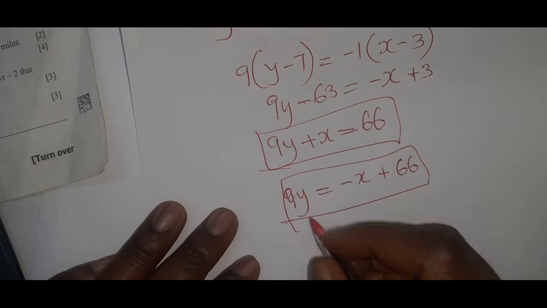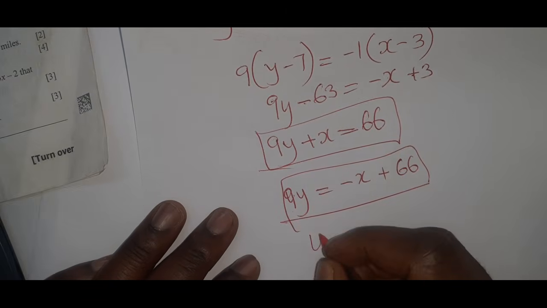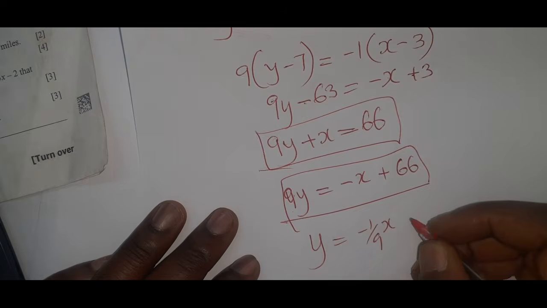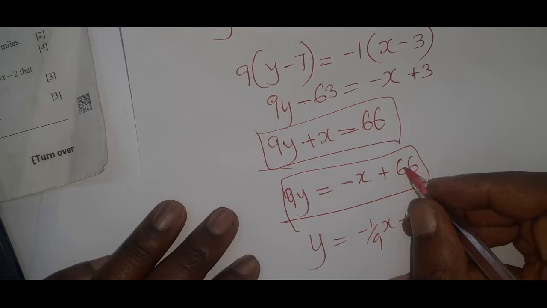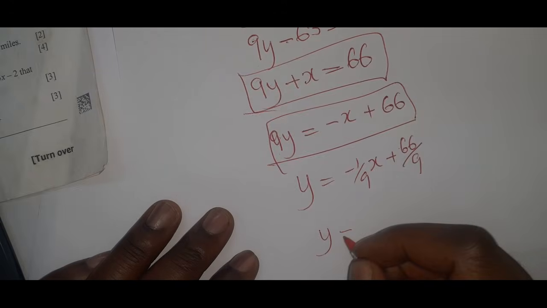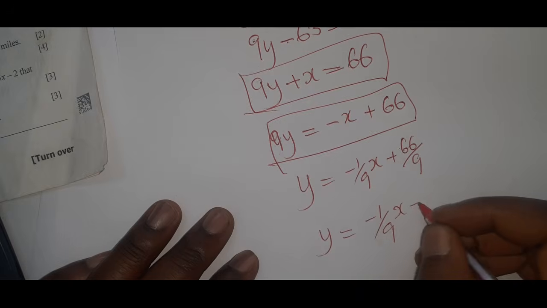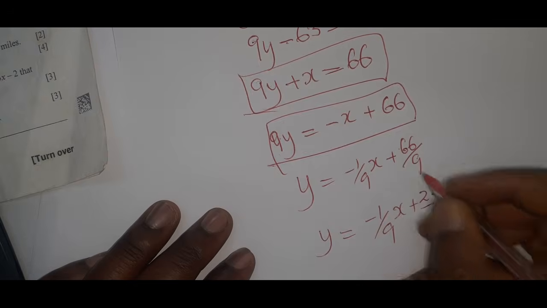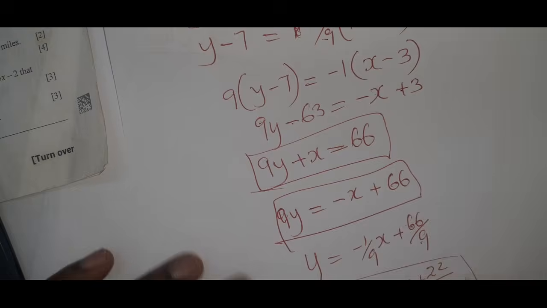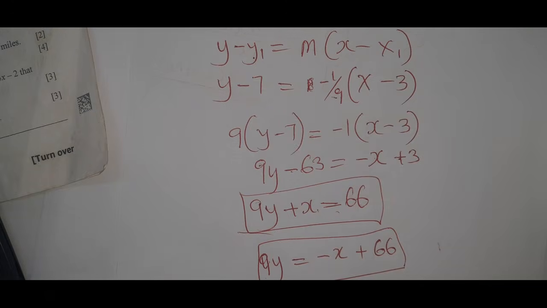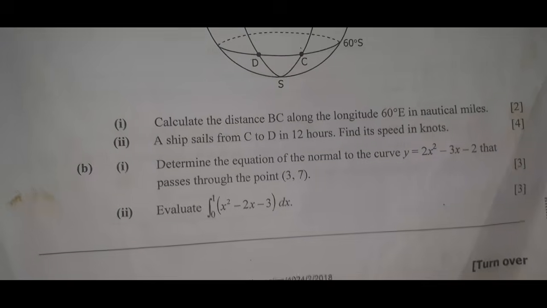Another person will go further and divide throughout by 9. Then you have y is equal to negative 1 over 9 x plus 66 over 9. So here you can simplify this part. 3 here it's 2, 3 here it's 3. So just work with this part here. That will be okay. Okay, so we go to the other part, the other question.